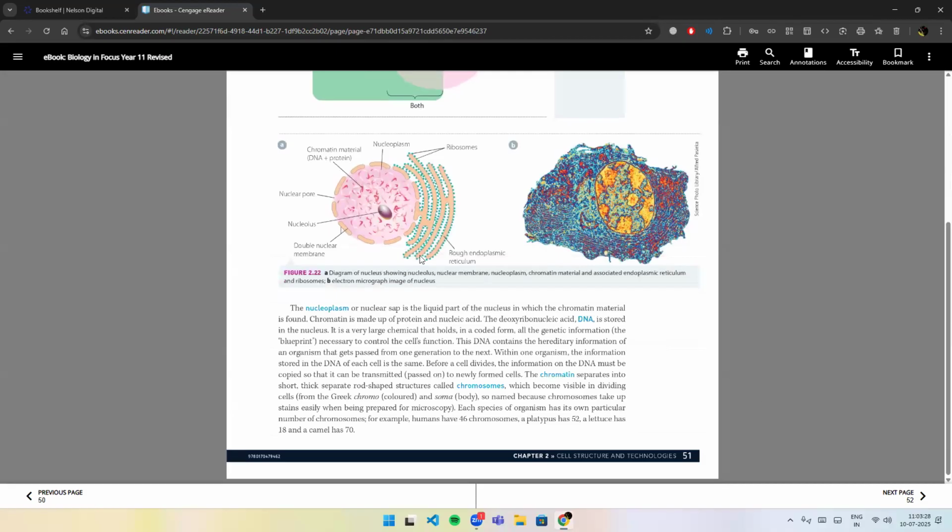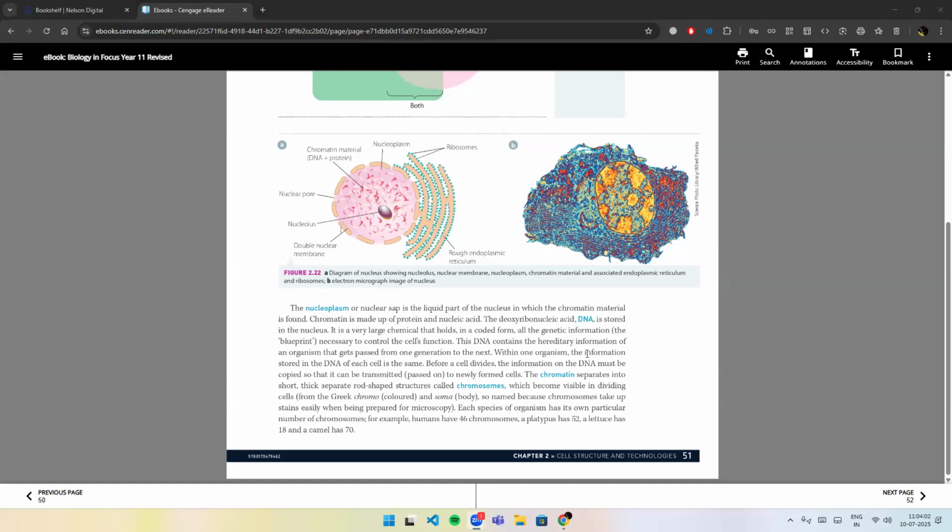The nucleoplasm or the nuclear sap is the liquid part of the nucleus in which the chromatin material is found. Chromatin is made up of protein and nucleic acid. The deoxyribonucleic acid, DNA, is stored in the nucleus. It is a very large chemical that holds in a coded form all the genetic information, the blueprint necessary to control the cell's function. This DNA contains the hereditary information of an organism that gets passed from one generation to the next. Within one organism, the information stored in the DNA of each cell is the same.